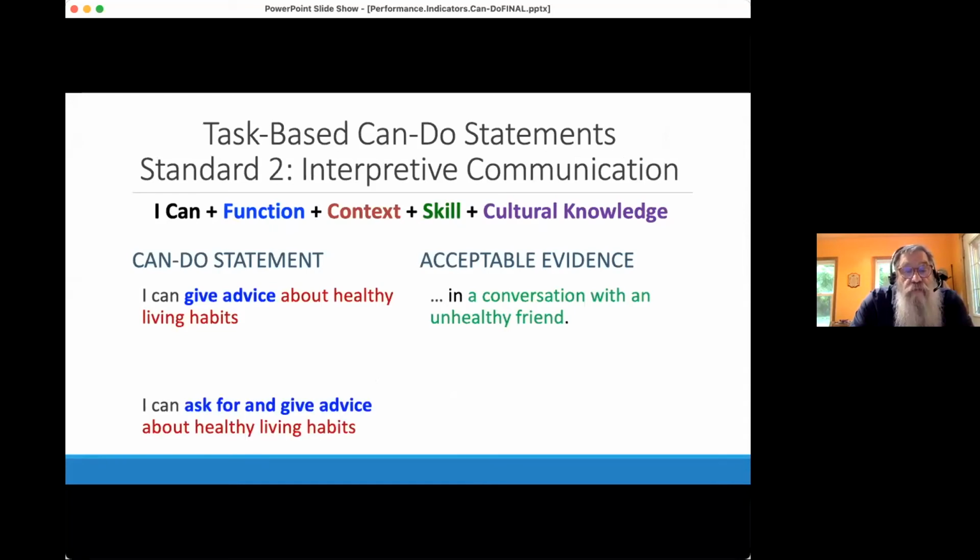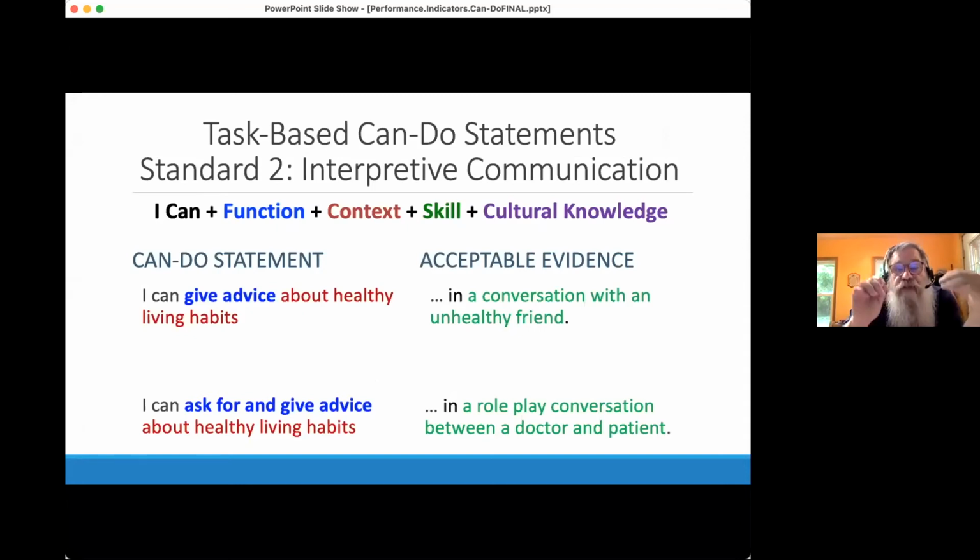I can ask for and give advice about healthy living habits. Again, the same stem in a role play conversation between a doctor and a patient. Now, there's not necessarily an evident cultural context here, evidence of cultural knowledge, but it can be easily inserted. You can define the roles of the doctor, perhaps, as someone from a target language country who would have maybe a different experience in terms of asking patient questions or something like that.